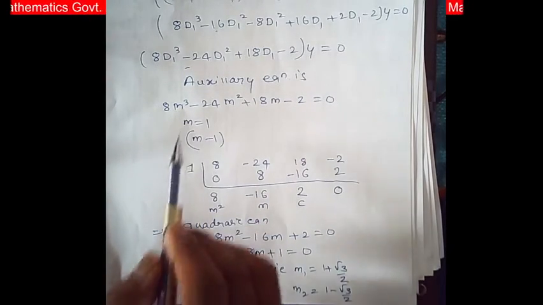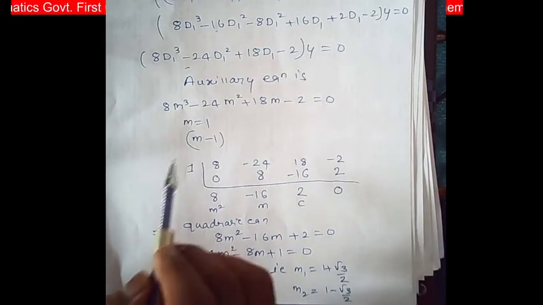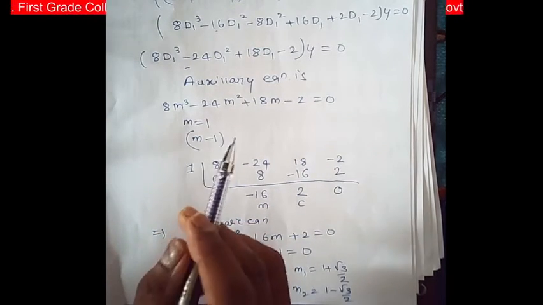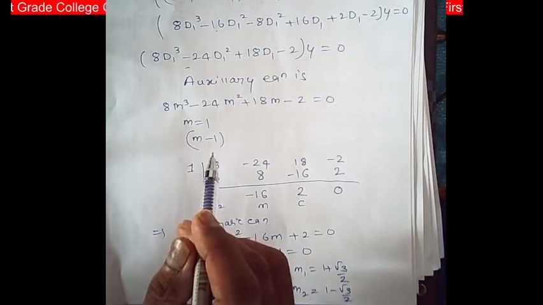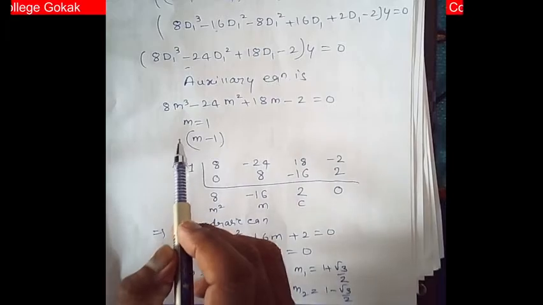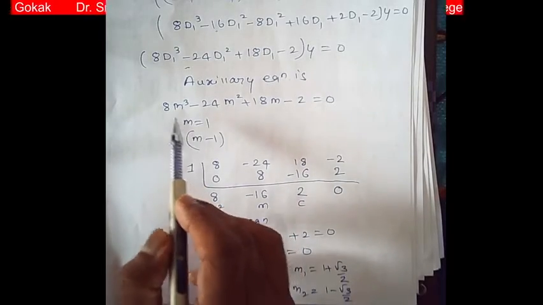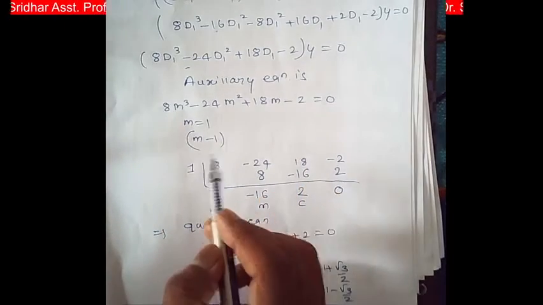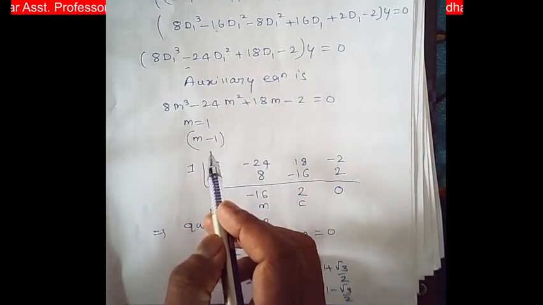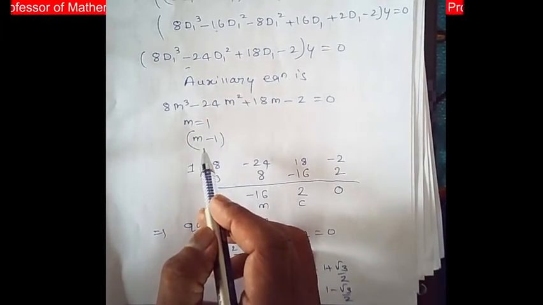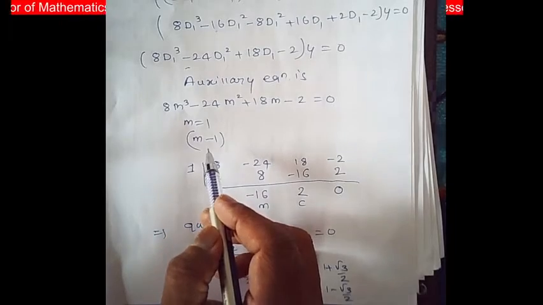Okay, so to find the 3 roots, first we find one root by the inspection method. By inspection method means what? We check for which values of m this equation is going to be satisfied, or going to be 0. So we go on substituting m equal to 0, 1, 2, 3, 4 like that. So we find one root.